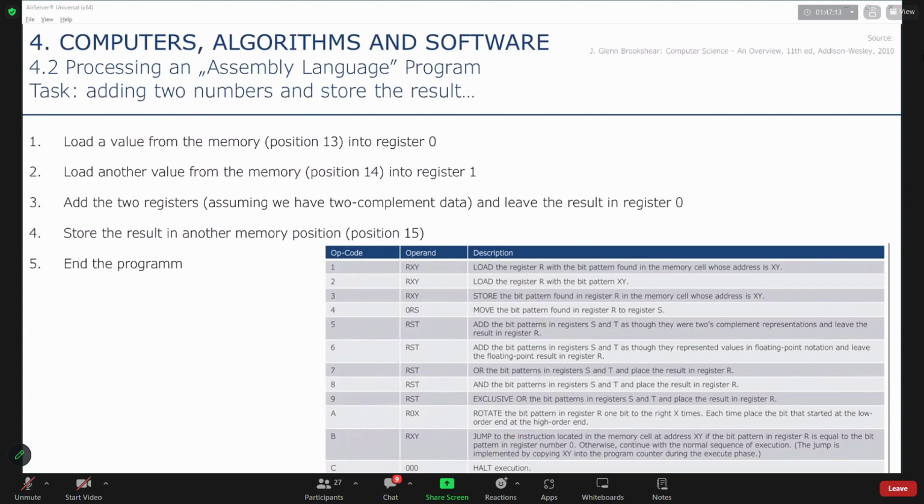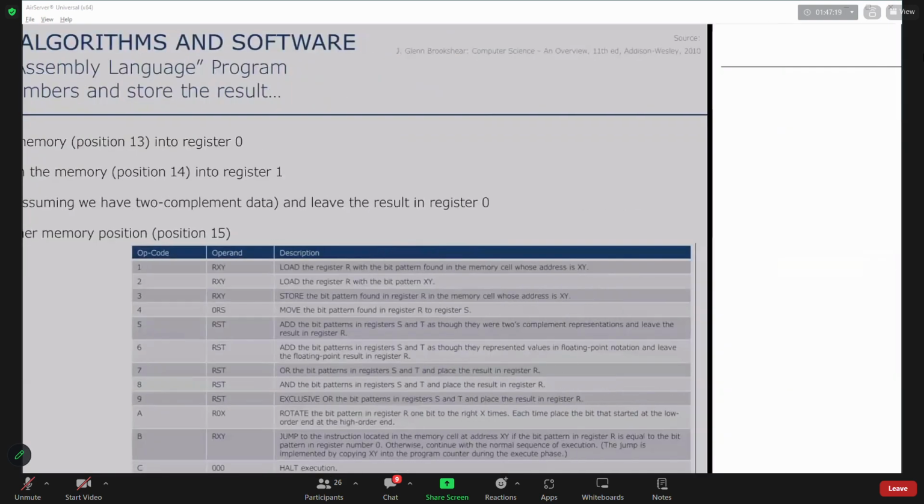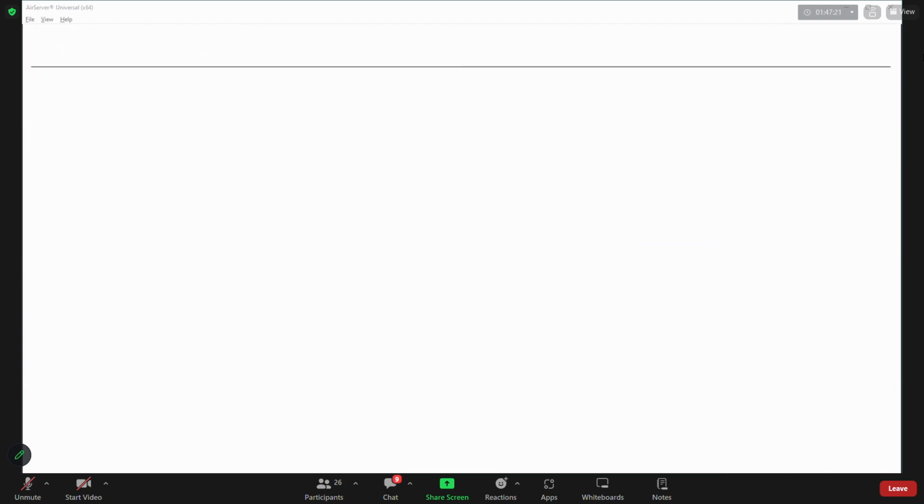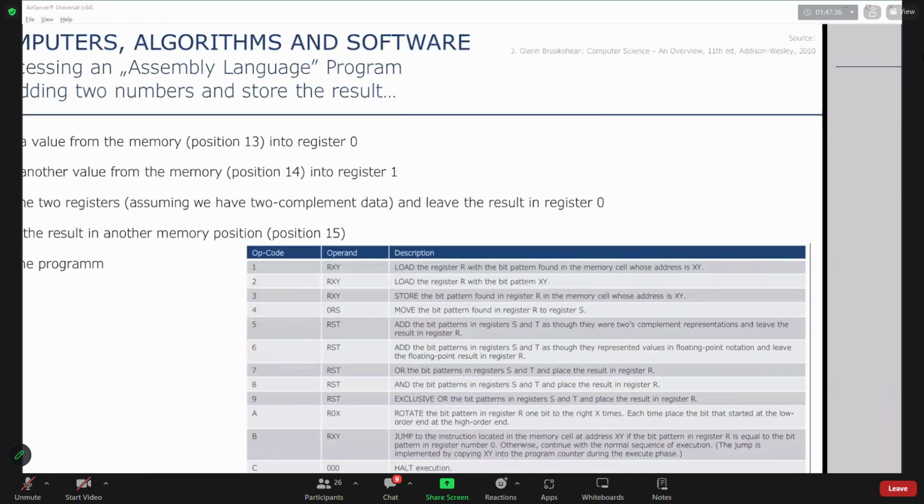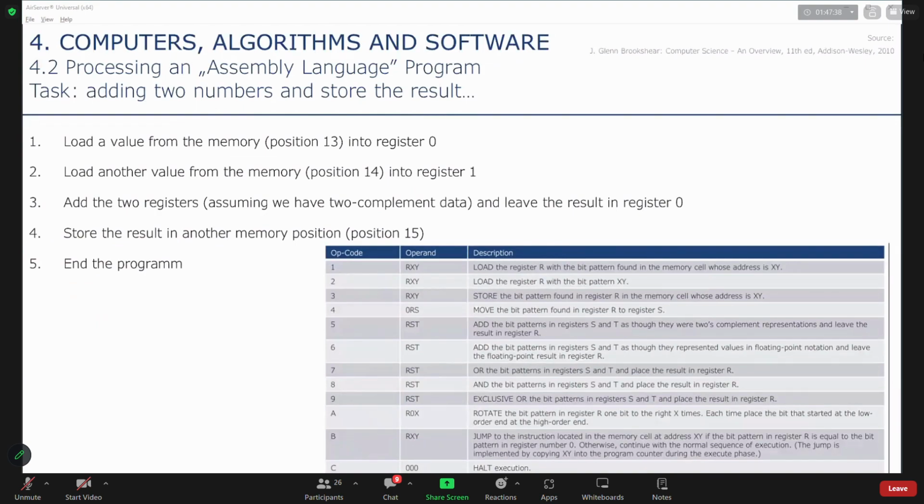So let's continue. Now let's try to note a bit the commands that we need on a certain page, and then we will look into how this is executed in real hardware. So what is the first command that we have to have? To have a value from memory position 13 in cell 0.